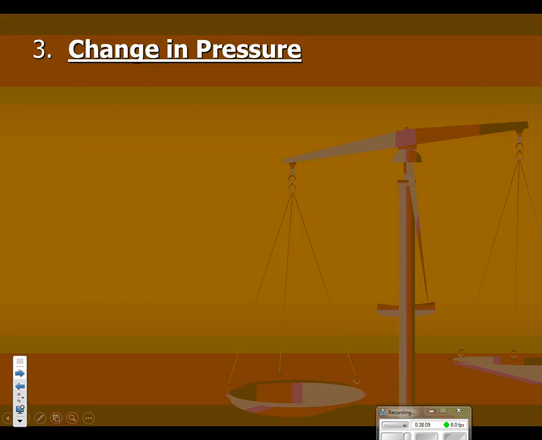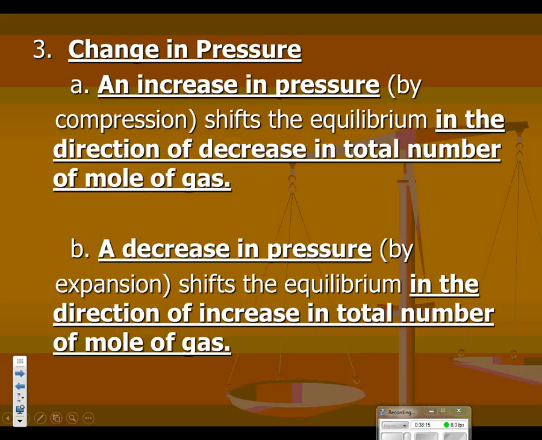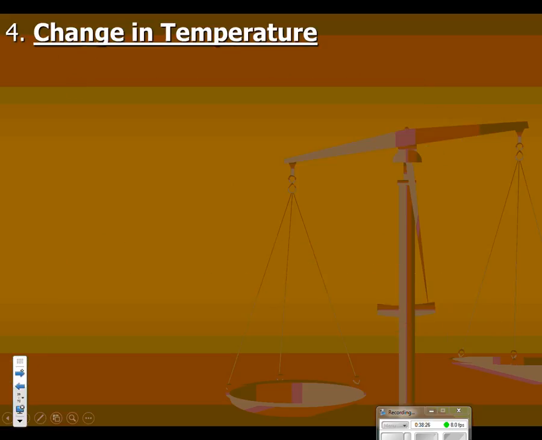And that's all known as Le Chatelier. Okay, change in pressure, we talked about that already. If I increase the pressure and I have a gas, it will shift away from the gas. If I don't have a gas, it will leave it alone. If I decrease the pressure, it will shift towards the gas, the side that has the most gas.